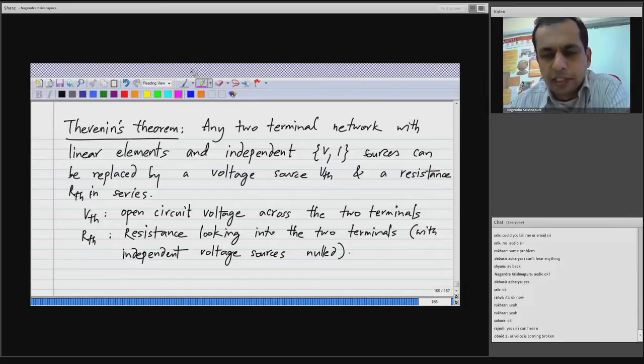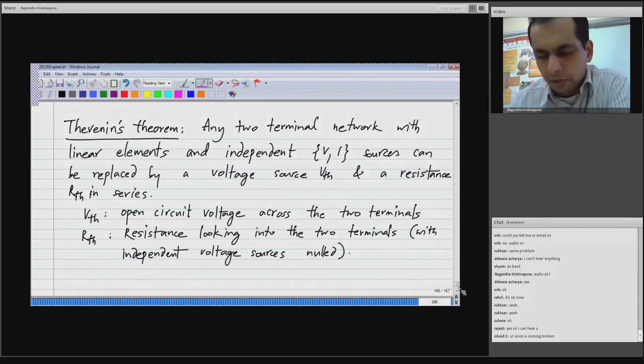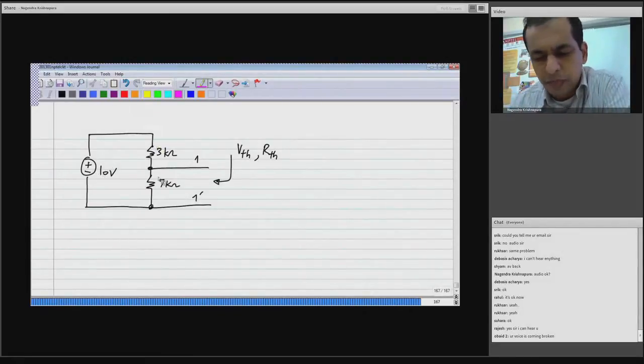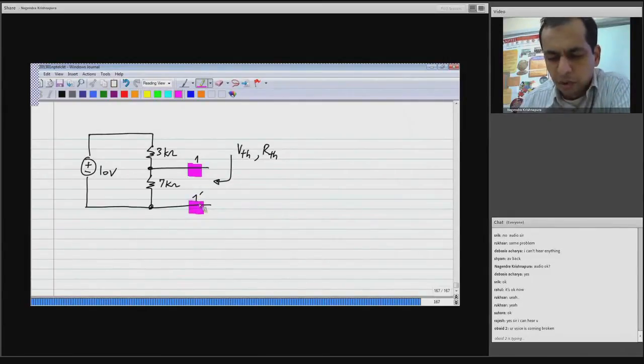Okay, so as I said, we will work out an example. The example circuit I took was this very simple circuit. I have a 10 volt source, a 3 kilo ohm resistor in series with 7 kilo ohms, and these are the two terminals at which I want to find the Thevenin equivalent.